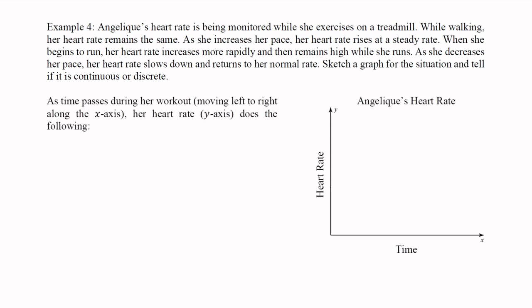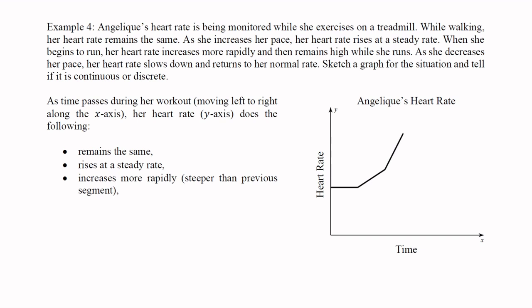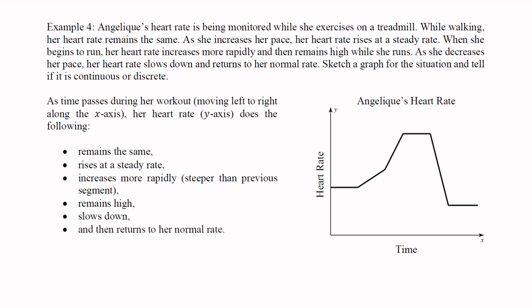So as time passes during her workout, moving left to right along the x-axis, her heart rate, which is plotted on the y-axis, does the following. First, it remains the same, so we have a horizontal line over time. Then it rises at a steady rate, which is an increasing line over time. Then it increases more rapidly, so we're going to have a steeper increasing line. Then it remains high, so we're horizontal again before it slows down, so we're decreasing, and we return to our normal rate. So she levels out at her normal resting heart rate.